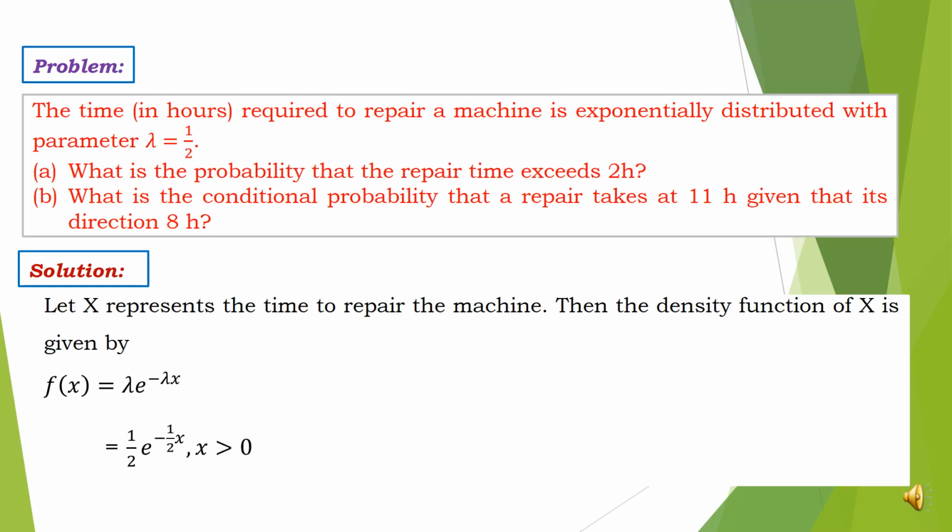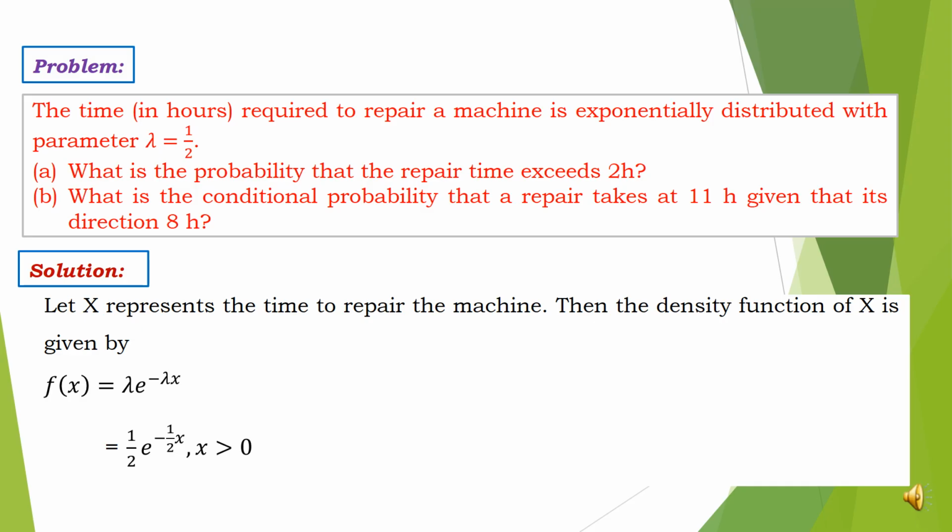The next problem is repair time. In this problem, the time required to repair a machine follows an exponential distribution. We are asked to find two things. First, the probability that the repair time exceeds 2 hours, and second, the conditional probability that the repair takes more than 11 hours, given that it has already taken 8 hours. This problem highlights both the basic probability calculation and the application of the memoryless property.